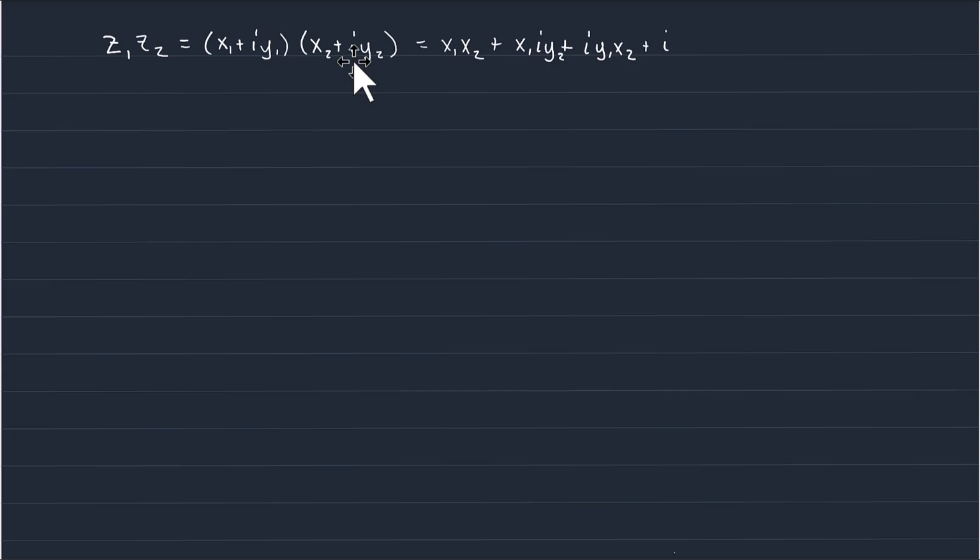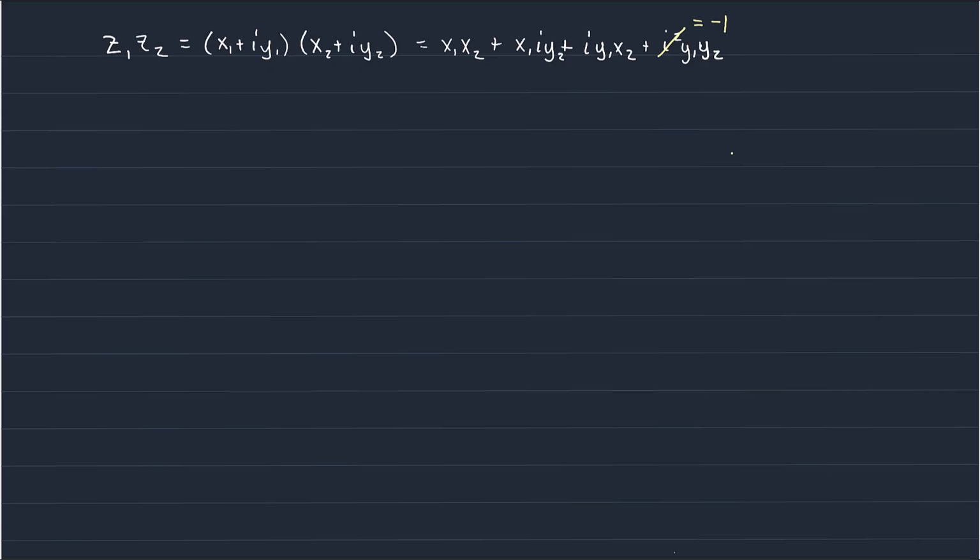And then finally, we multiply an i squared, i times y1, y2. So remember that i is the square root of minus 1. So when we square i, we get a minus 1.